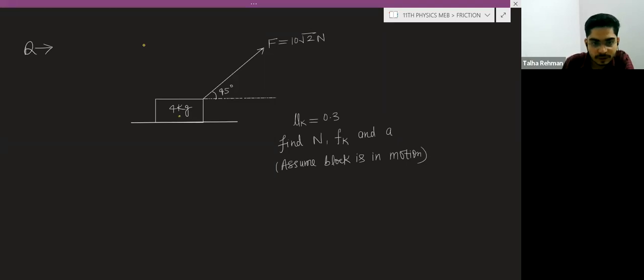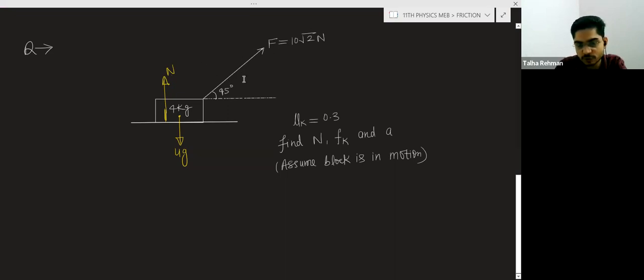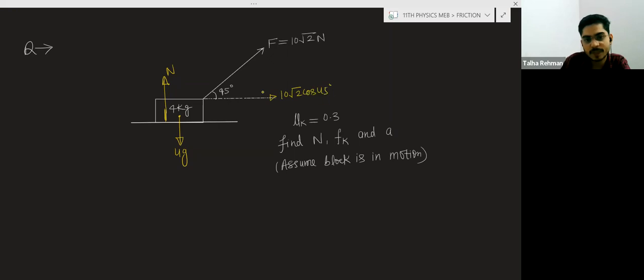Now there will be a gravitational force or weight of this block, 4g, in the downward direction. There will be the normal reaction also on this block. And here is the force. Now you can take the components of this force. This force is 10 root 2. The component in this direction will be 10 root 2 cos 45, and in this direction 10 root 2 sin 45. Remember, cos 45 is equal to 1 by root 2, which is equal to sin 45 degrees.